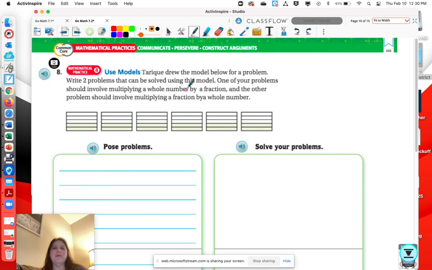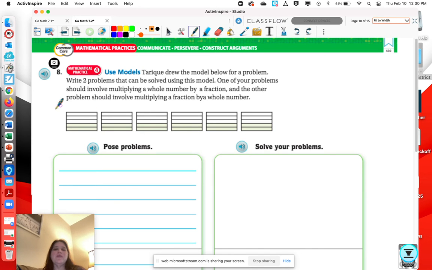Tyreek drew the model below for a problem. Write 2 problems that can be solved using the model. One of your problems should involve multiplying a whole number by a fraction, and the other problem should involve multiplying a fraction by a whole number. So I'm not too worried if we write the problem, but what I do want to look at is what is the problem.